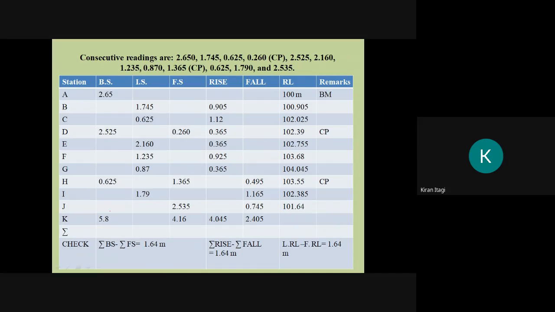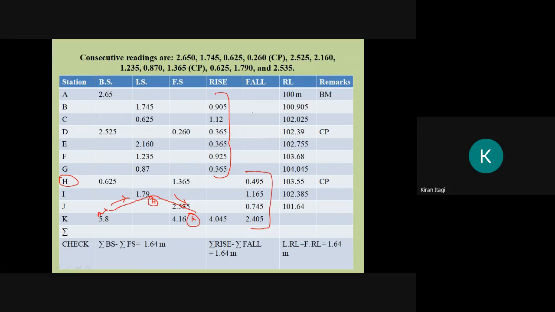If I draw the diagram, the ground profile is like this. Again it is falling. If I call this one station A up to station H, it is rising. After that, up to station K, it is falling. Here it is rising, this much it is rising and this much the ground is falling. Okay, this is how we do the calculation, finding the RLs with the help of rise and fall.